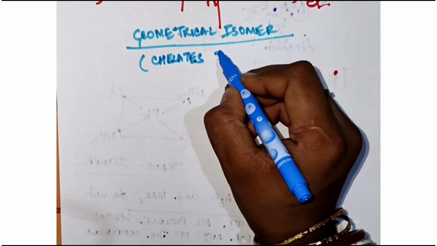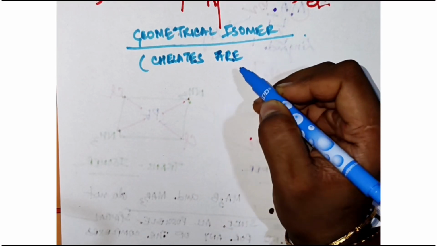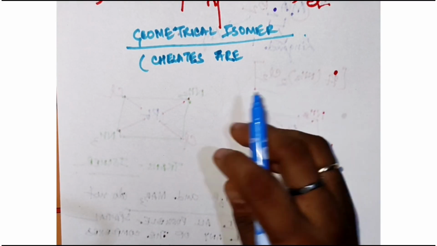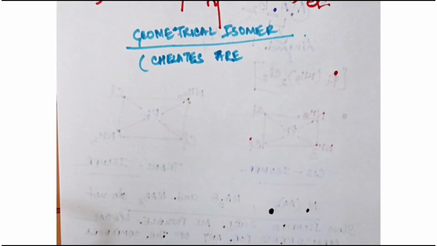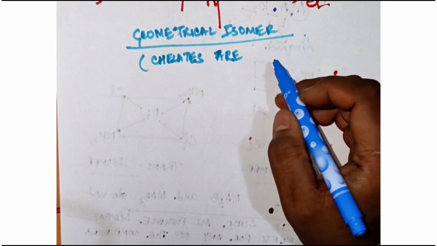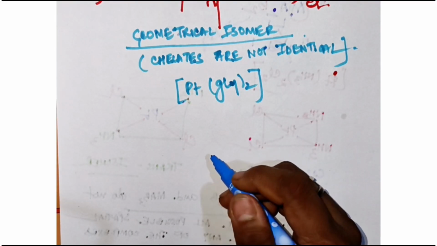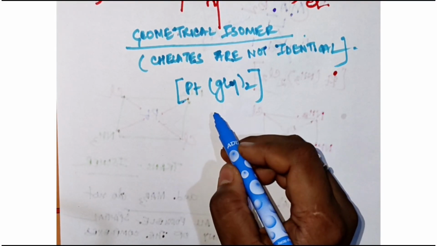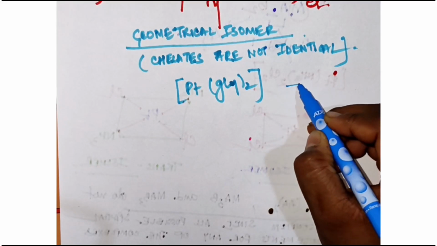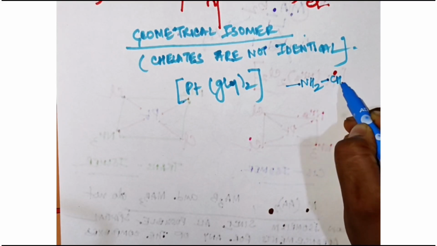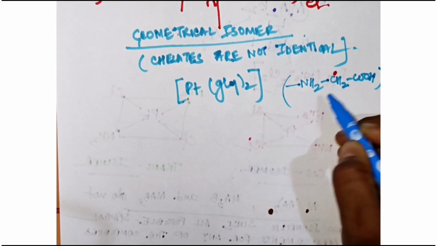Chelates are not identical. Chelates mean those which have two donor sides and they form a chelate kind of compound, a ring kind of compound with these coordination complexes. Okay, chelates. We have this glycine molecule and platinum complex. So what is glycine? Glycine is NH2, CH2, COOH. So this is your glycine.